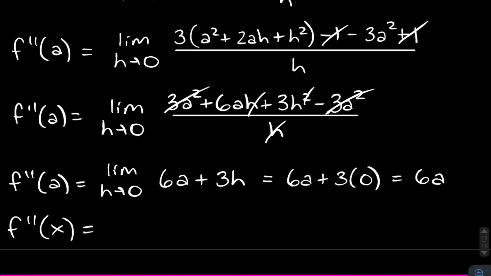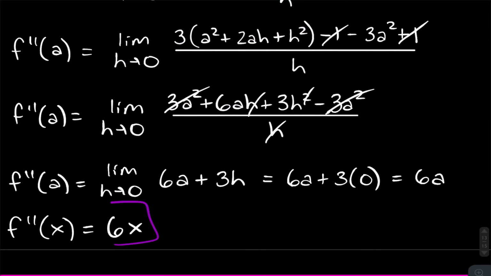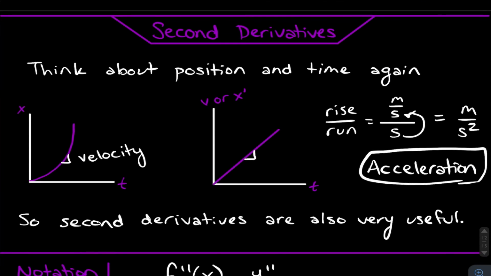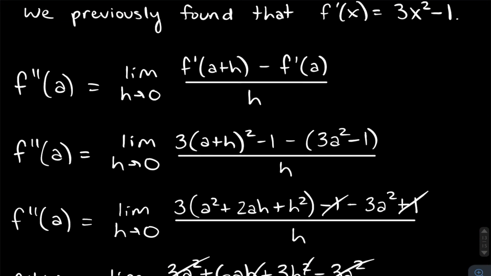Anyways, if we just plug in that x back for a, just like we usually do, we get that the second derivative of f is going to be 6x. And so that's our answer there. Oops, that looks kind of gross, so I'm going to do that again. All right. So hopefully that makes sense. That's the idea with second derivatives. We really are just taking another derivative of the derivative.